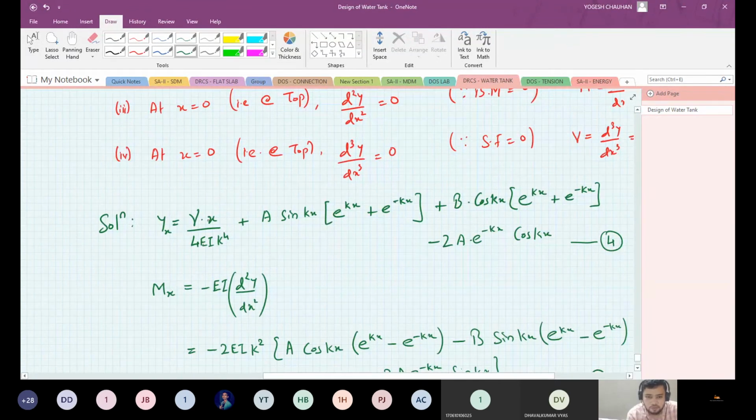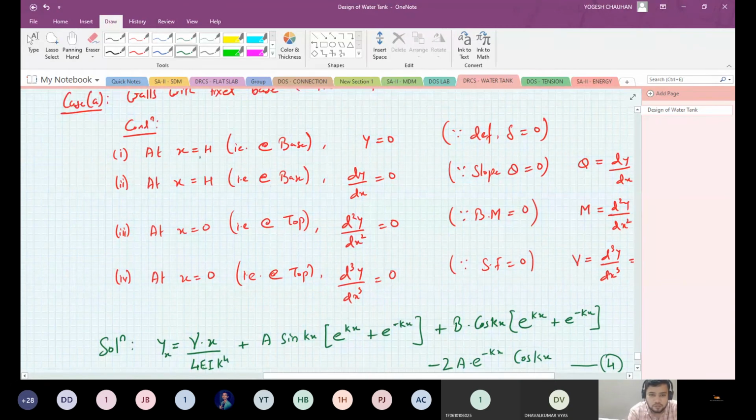Then you substitute the value x equals h here and equate it to 0. You will get the corresponding expression for the first condition. In the fifth expression, you substitute x equals 0, and you will get another expression. Then you differentiate the fourth expression one more time, equate it to 0, and substitute x equals 0, and you will get one more expression.